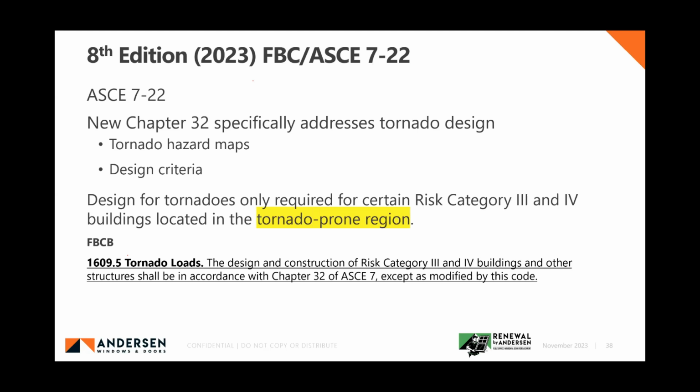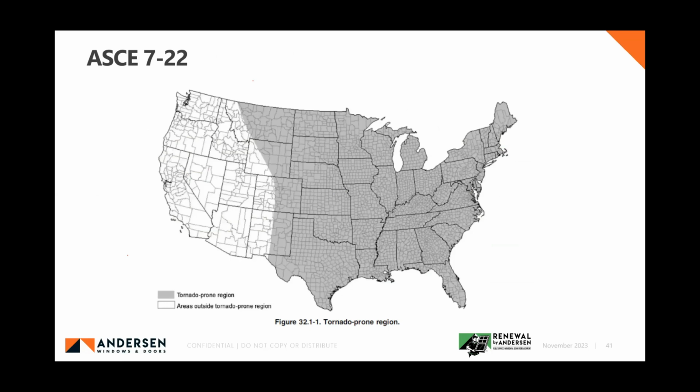But in ASCE 7, there are new tornado hazard maps, and there are new design criteria. Okay, there are some exceptions to tornado design. One is that you have to be located in the tornado prone region. Okay, so if we go look at the tornado prone region, and usually when I show this slide, everybody starts laughing because clearly the tornado prone region is not a huge benefit. As we can see, about 3/4 of the country qualifies as the tornado prone region. So in Florida and the central and eastern US, this really doesn't help you at all.